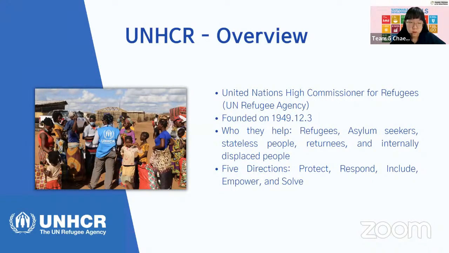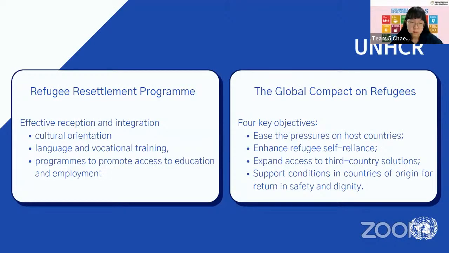Founded by the United Nations General Assembly on December 3, 1949, the UNHCR was empowered to lead and coordinate international measures to protect refugees and also asylum seekers, stateless people, returnees, and internally displaced people. The UN Refugee Agency helps refugees in 5 directions: protect, respond, include, empower, and solve. Their activities are primarily aimed at protecting the rights and welfare of refugees. Next, I will explain 2 specific and representative policies that UNHCR is working on.